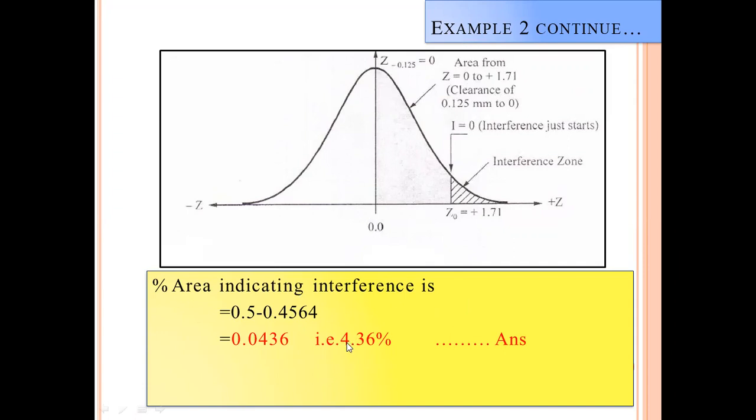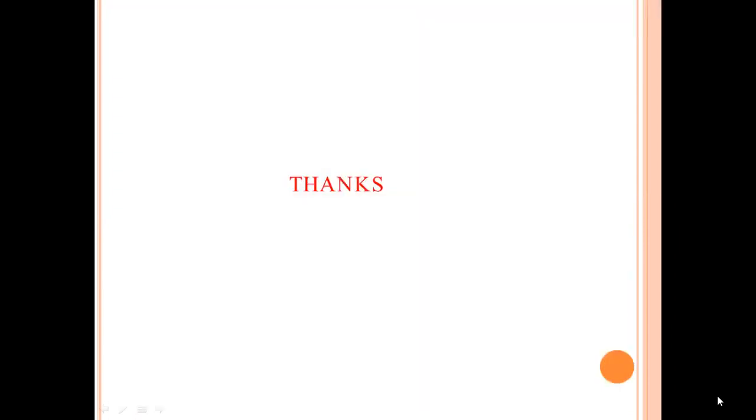So multiplying by 100, it will become 4.36 percent.